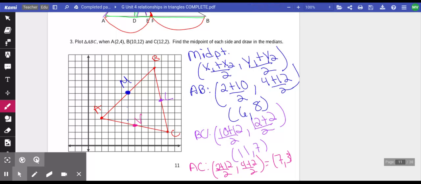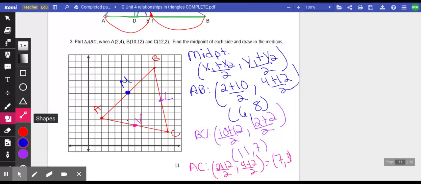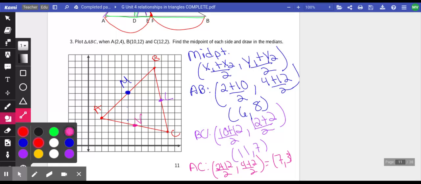Now to draw my medians, I draw a straight line from the vertex opposite to the midpoint. So I'm going to start at B, and I'm going to draw a line to V. So that's a median. I then do the same thing, where I start at C and draw a line to M. And then lastly, I start at A and draw a line to L.